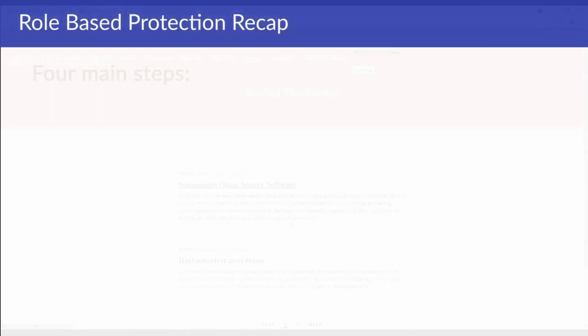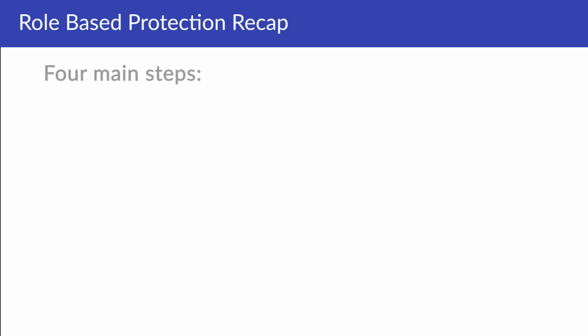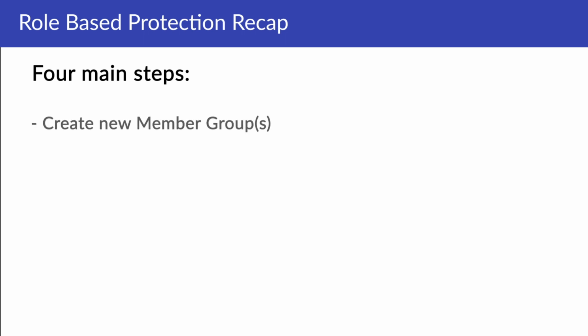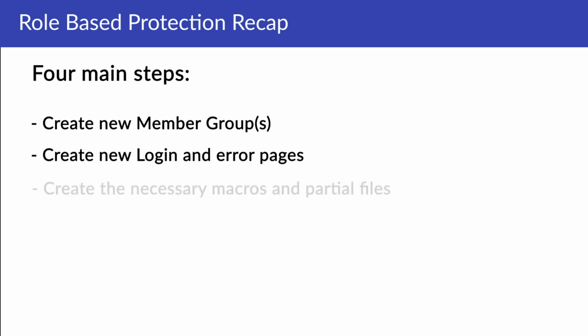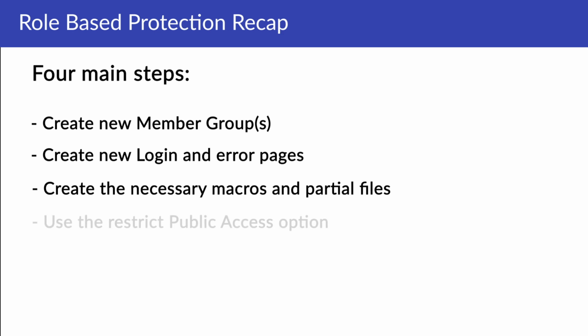We've covered a lot in this video, so let's quickly review it. We learned there are four main steps to setting up role-based protection. The first step is to create new member groups, which we covered in the previous video. The second step is to create new login and error pages. The third step is to create the necessary macros and partial files. And the fourth step is to use the restrict public access option from the options list.